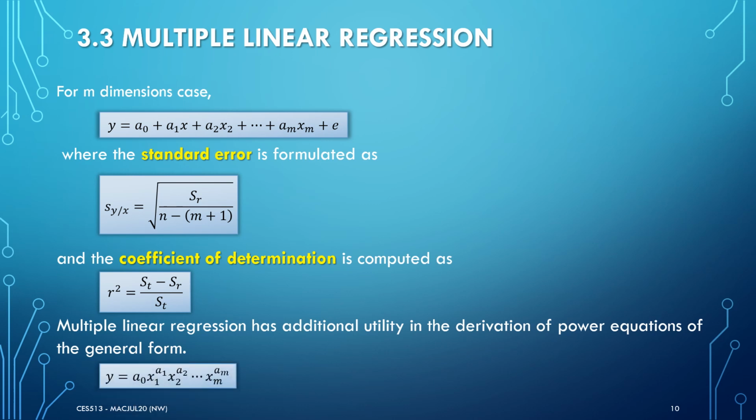Although there may be certain cases where a variable is linearly related to 2 or more other variables, multiple linear regression has additional utility in the derivation of power equations for the general form. So we can get here where y equals a0 x1 power of a1, x2 power of a2, and so on until the mth order, which is xm power of am.